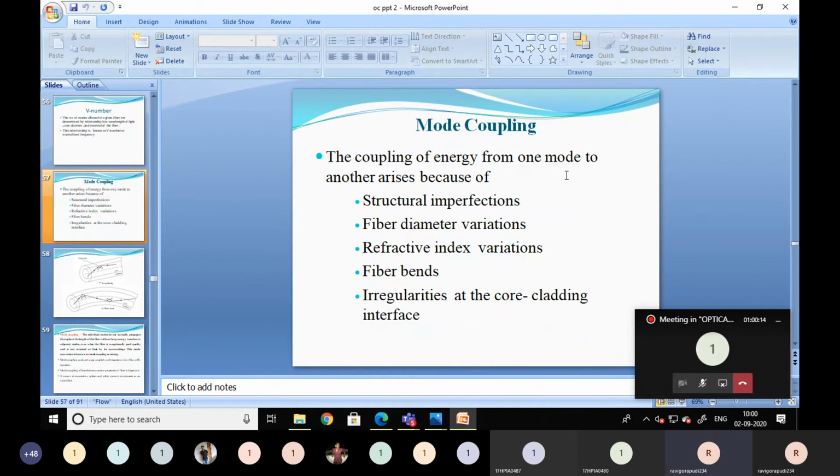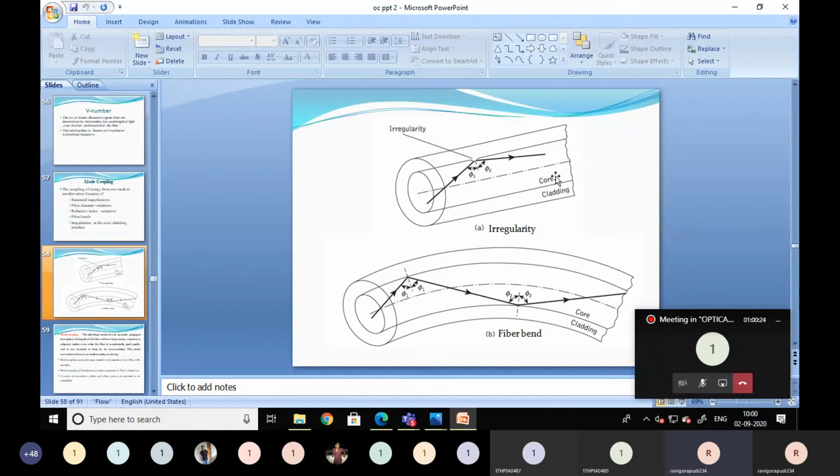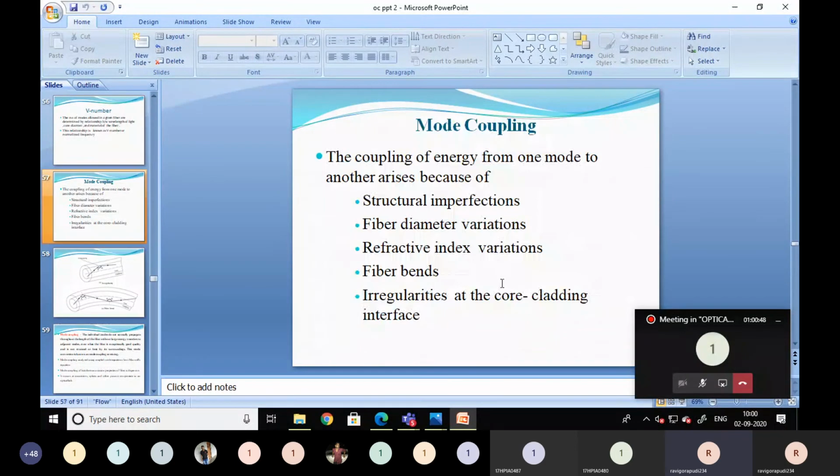The coupling of energy from one mode to another, or the energy transfer outside of the fiber, is because of, for example, if my fiber is bending, the light ray may get radiated into the cladding. That is a mode imperfection. Like this also, irregularity. Because of irregularity also, the modes will not travel in the core.